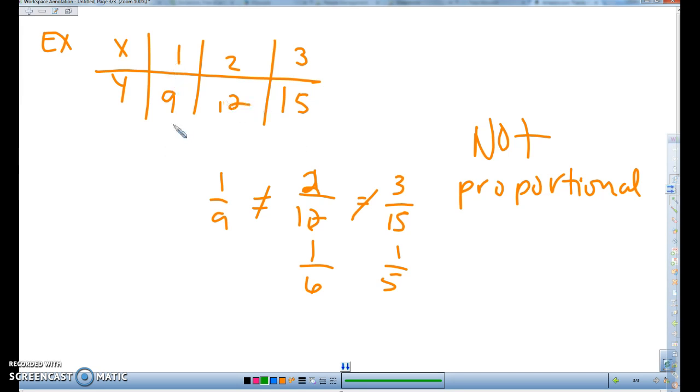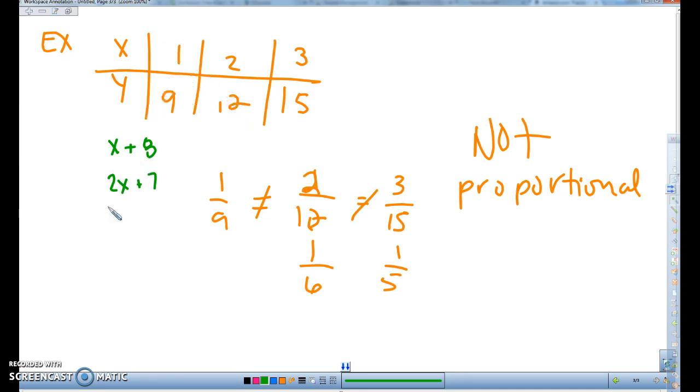So if I'm looking at 1 to 9, what could one of the rules be? Well, you might think it could be like x plus 8. But does that work for 2 to 12? No, because 2 plus 8 is 10. So I go back to my drawing boards and I say, okay, what if I multiply it by 2? 2 times 1 is 2 plus 7. Does that work over here? 2 times 2 is 4 plus 7 is 11. We're getting closer to 12, but we're not quite there.